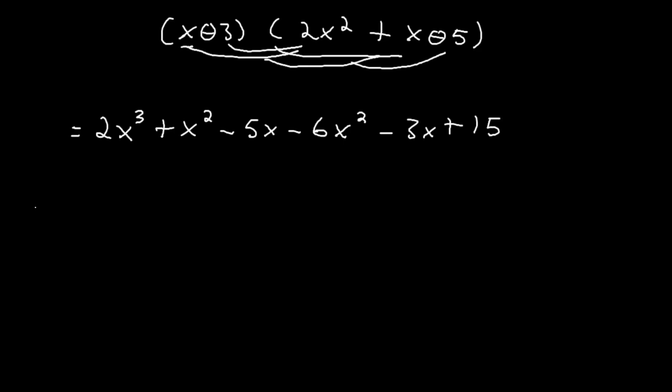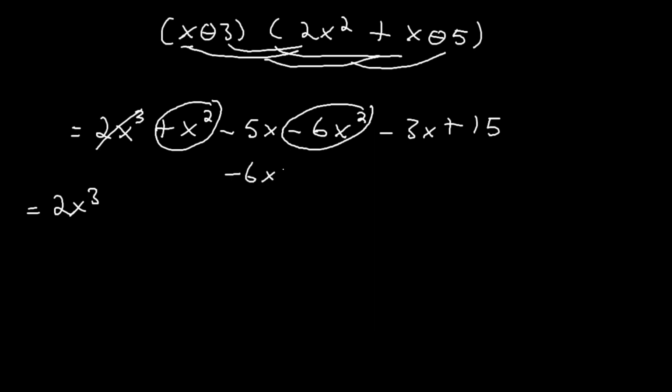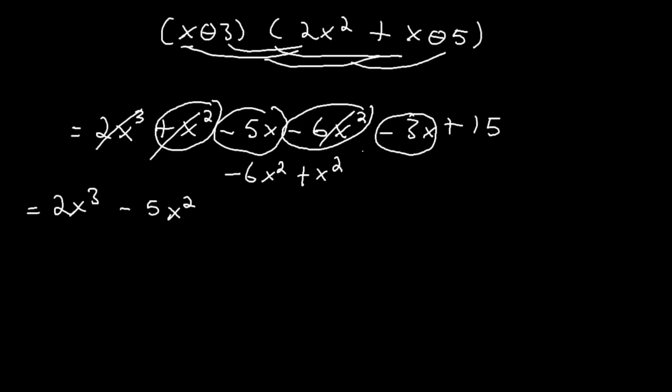Let's go ahead and look out for the like terms. 2x cubed, we don't have any like terms, so now x to the second power, and I will circle it with the sign beside it, x to the second power. So basically we are adding negative 6x to the second power plus x to the second power. So negative 6 plus 1 will be negative 5x to the second power. Now negative 5x to the first power, we have a like term over here.